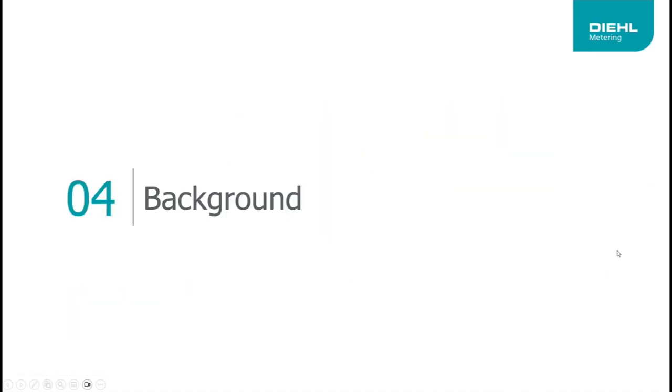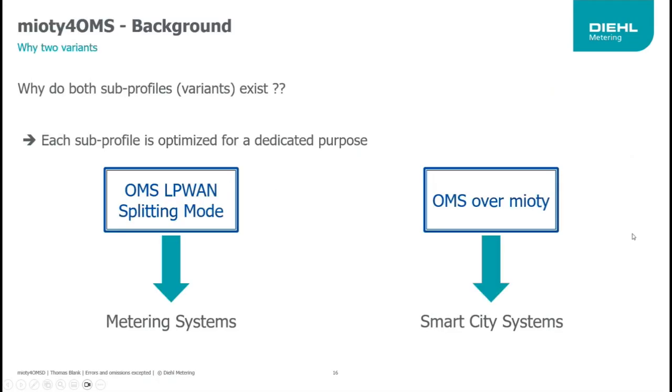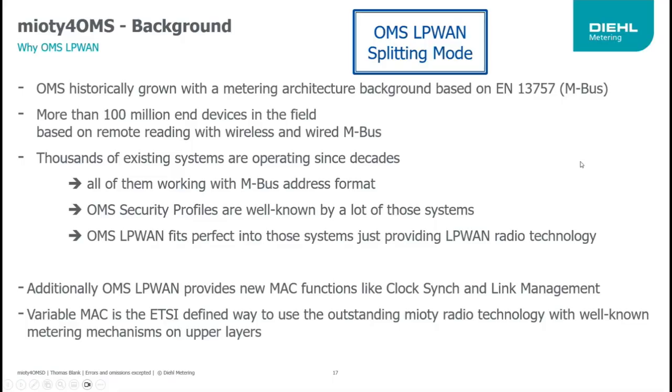So now coming to some backgrounds, and I guess maybe one of the most discussed questions: why do we need those 2 variants? Why do we have 2 sub-profiles for OMS and mioty? And the answer is that each of those sub-profiles is optimized for a dedicated purpose. The OMS LPWAN splitting mode approach is intended for metering systems, whereas OMS over mioty has the idea to be perfect for smart city systems. I give you some more details here.